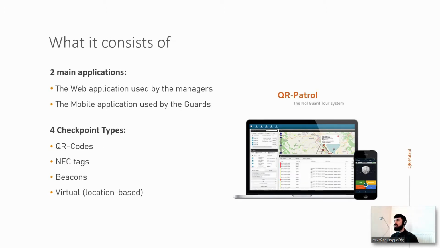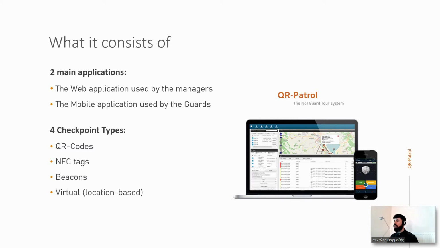The system consists of two main applications: the web application, which is used by you and your managers to review the patrols and export any reports, and the mobile application, which is used by your guards to report any findings during their shifts and complete their schedules. In order for your guards to complete their schedules, they need to scan between the four checkpoint types we offer, like QR codes or NFC tags, which are the most common types, or even beacons and virtual checkpoints for automating scan.